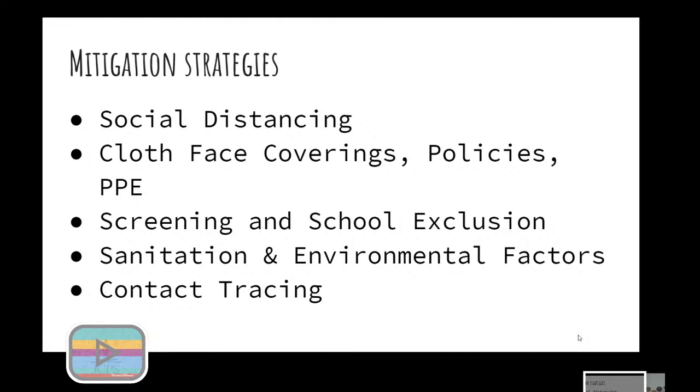So the mitigation strategies that the state guidance has spelled out for us, and this is also from the Centers for Disease Control, which is what our state leaders used to develop these guidelines, are social distancing, cloth face coverings, policies and personal protective equipment, screening and school exclusion, sanitation and environmental factors, and then contact tracing, all as measures to help prevent the spread of COVID-19.